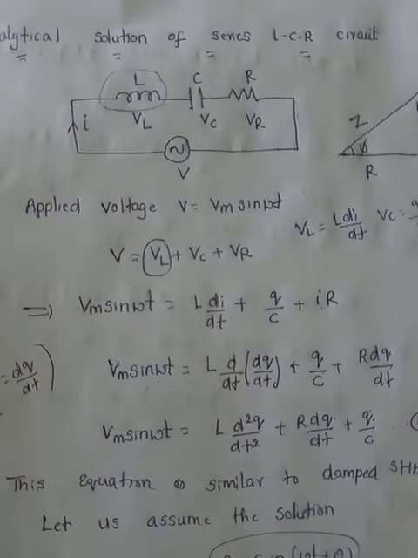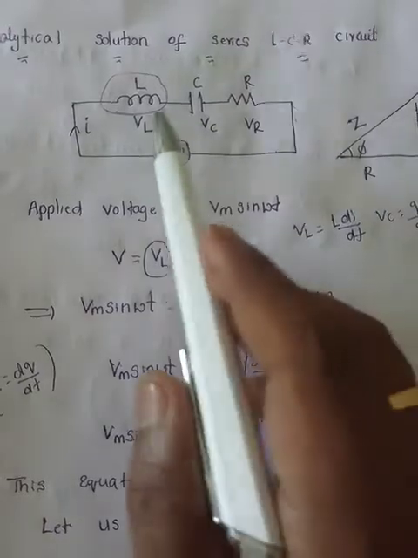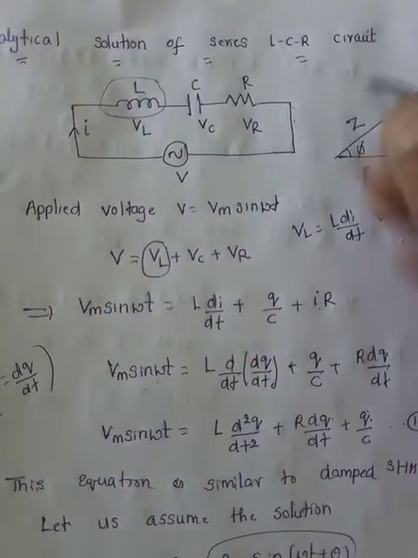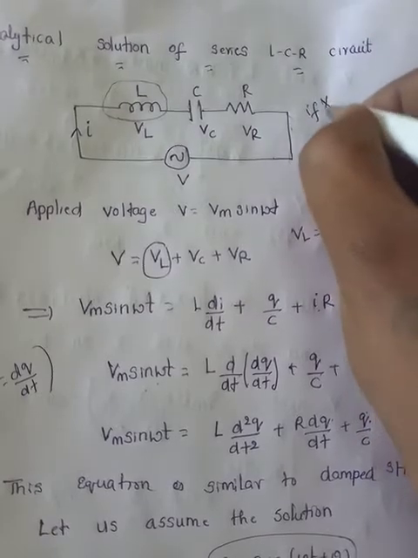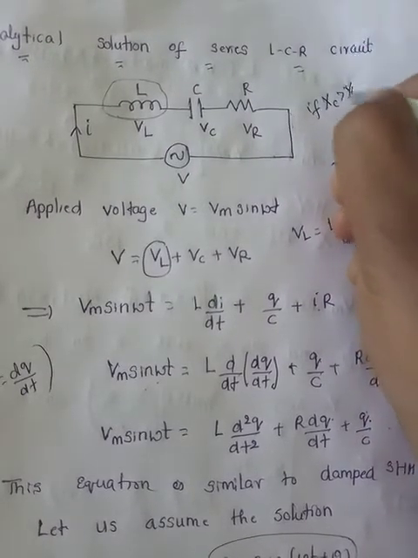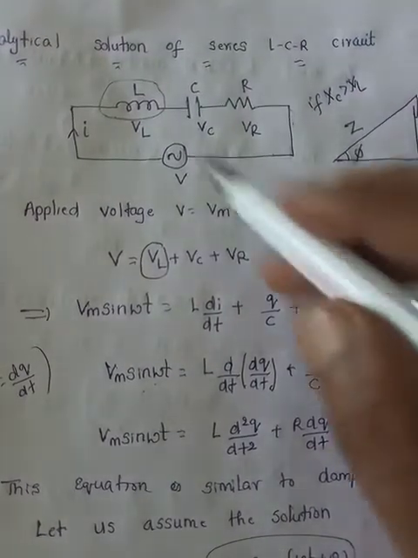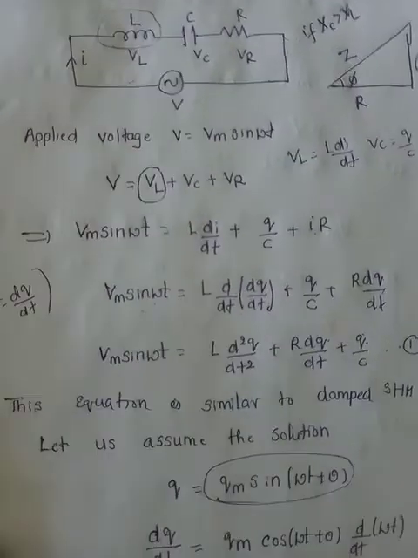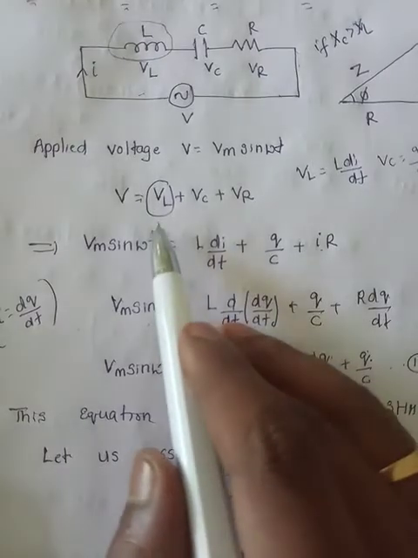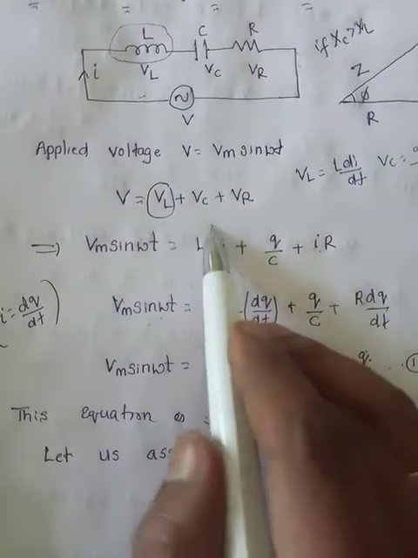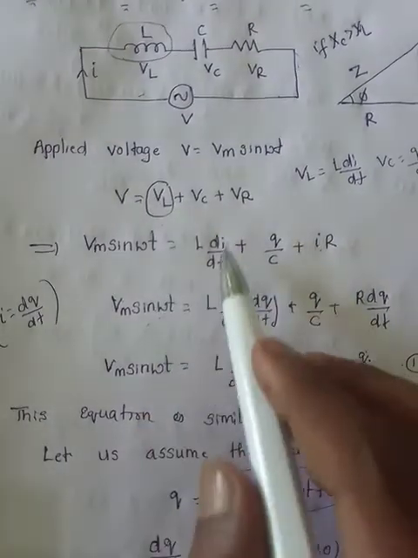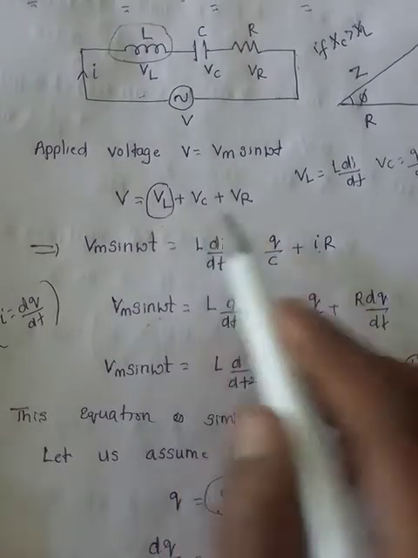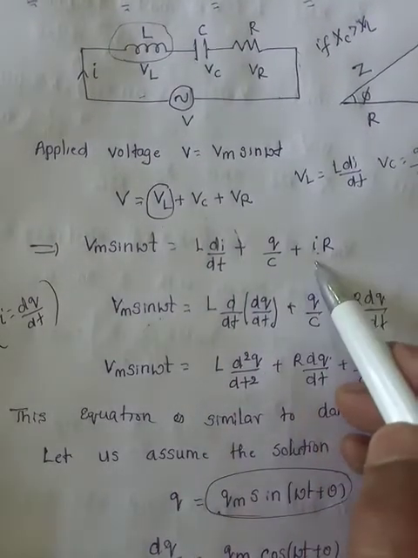Analytical solution of series LCR circuit. Here we consider a series combination of L, C and R, and we assume that XC is greater than XL. Applied voltage is equal to the voltage across inductor, capacitor and resistor. So total voltage is equal to VL plus VC plus VR. VL is L into di by dt, potential across capacitor is Q by C, and potential across resistor is IR.